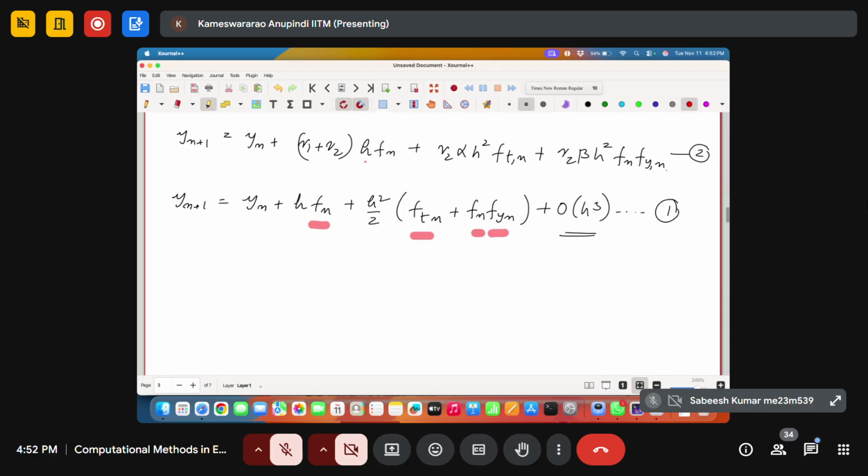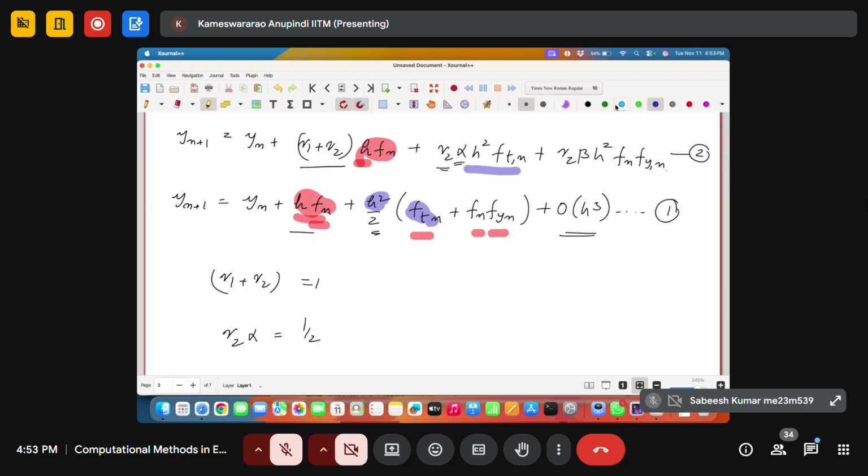So we have the order h term, order h f_n. So this and this, I can compare the coefficients. The coefficient here is gamma 1 plus gamma 2 equals 1. So the first equation is gamma 1 plus gamma 2 equals 1. Then the second term is h square f_t n. So we have h square by 2 f_t n. That means this coefficient, gamma 2 alpha, equals 1 by 2, right? Gamma 2 alpha equals 1 by 2.